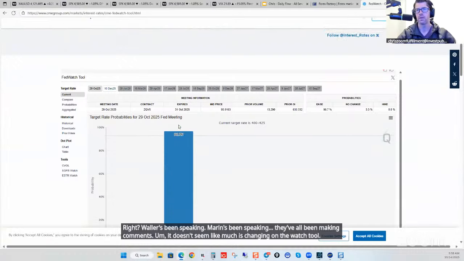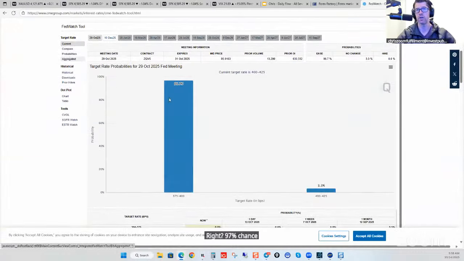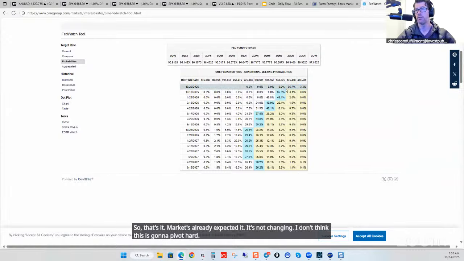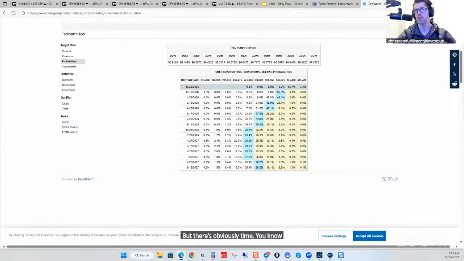right? 97% chance that the Fed's still going to cut in October, and a 96% chance they're going to cut in December. So that's it. Market's already expected it. It's not changing. I don't think this is going to pivot hard, but there's obviously time. October 29th is not far away.